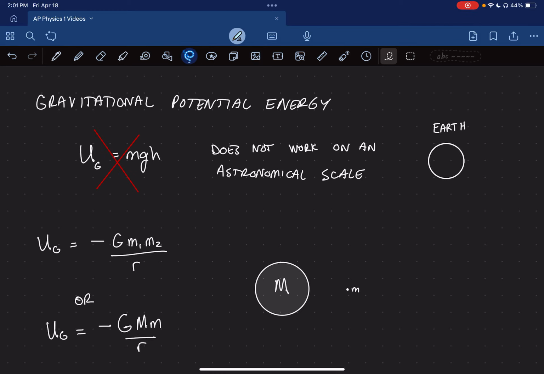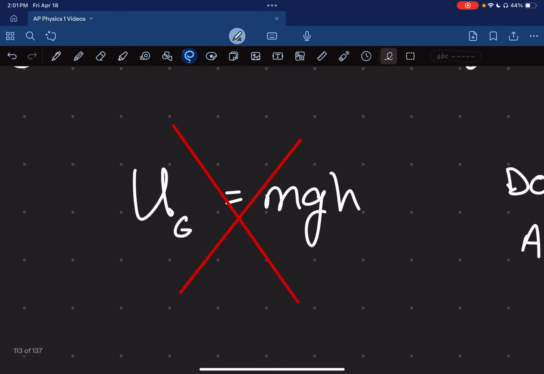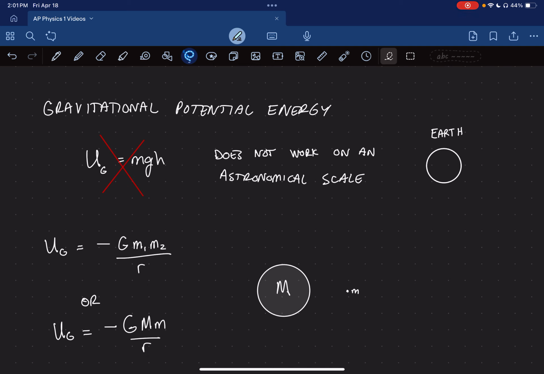This video is on gravitational potential energy on an astronomical scale. We used to know the equation like this, and this doesn't work anymore. The reason is that the gravitational potential energy equation, mgh, pretty much works when you're in this space, right on the surface of the Earth. As soon as we start talking about a satellite or another planet or something out here, this doesn't apply anymore.